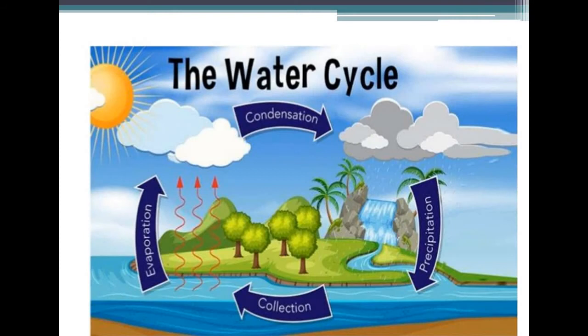Water cycle. Water's abundance only seems to vary because it is in constant motion, cycling through the ocean, the air, and the land, and back again through the process of evaporation and runoff. This is known as the water cycle.